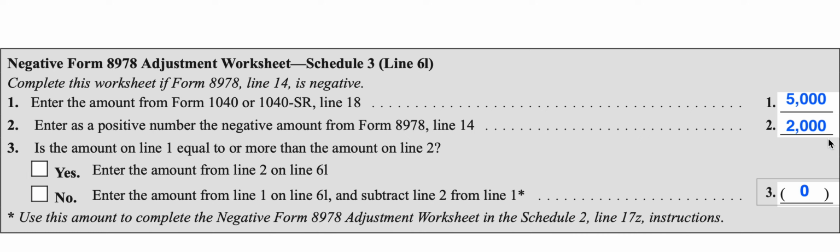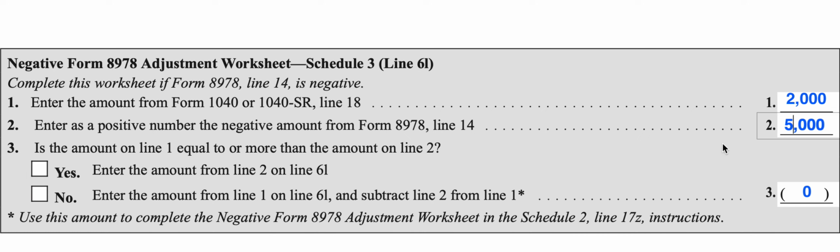And now in step 3, we're going to compare them. All you have to do is answer yes or no. Is the amount on line 1 equal to or more than the amount on line 2? So in this case, yes, it is. You would then take the line 2 amount and enter that on line 6L as a tax credit on Schedule 3.